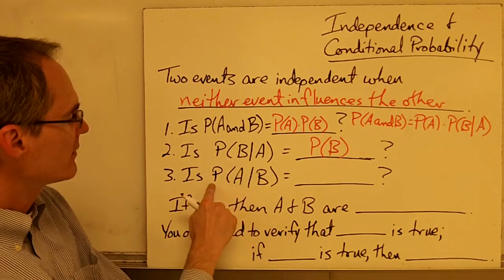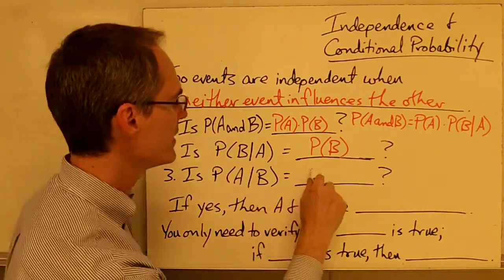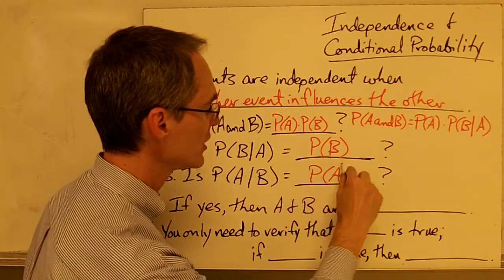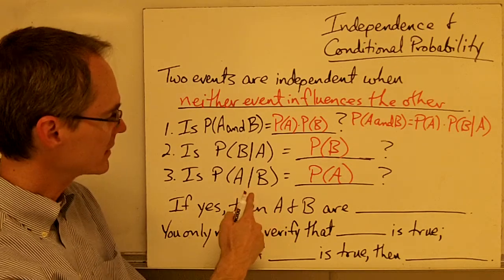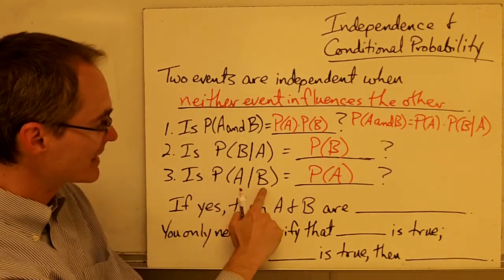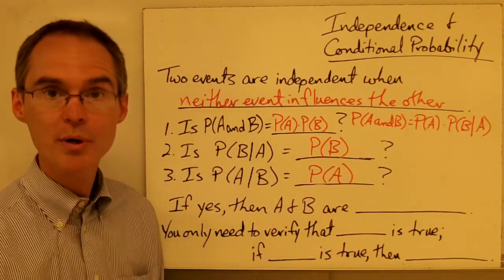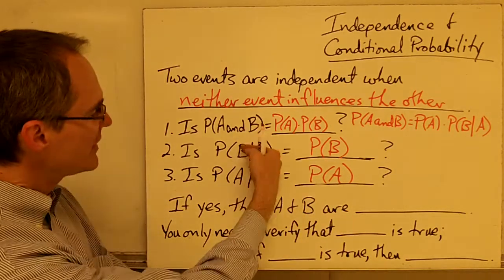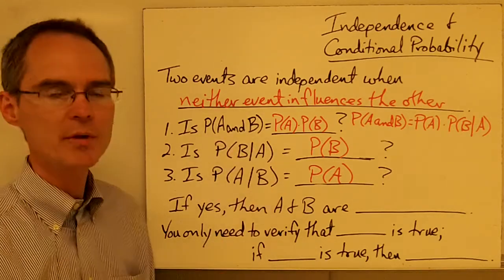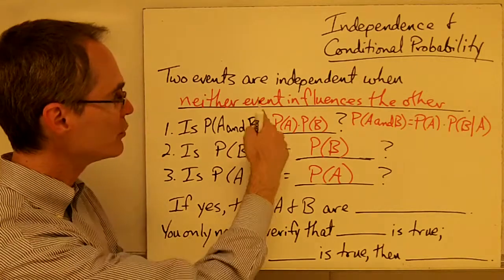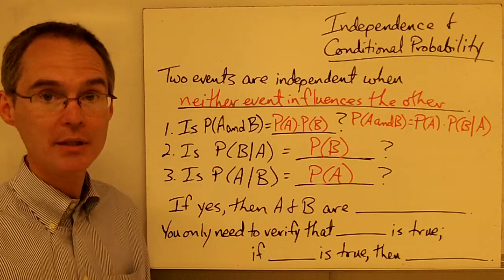In the same way, if the probability of A, given that event B has already happened, is equal to just the probability of A, then you know the two events are independent, because the probability of A happening, given that B has already happened, doesn't make any difference. That's just equal to the probability of A. So these three different tests are how you can determine if two events are independent, even if you don't actually know what the events are, and all you have are, say, some numerical probabilities.